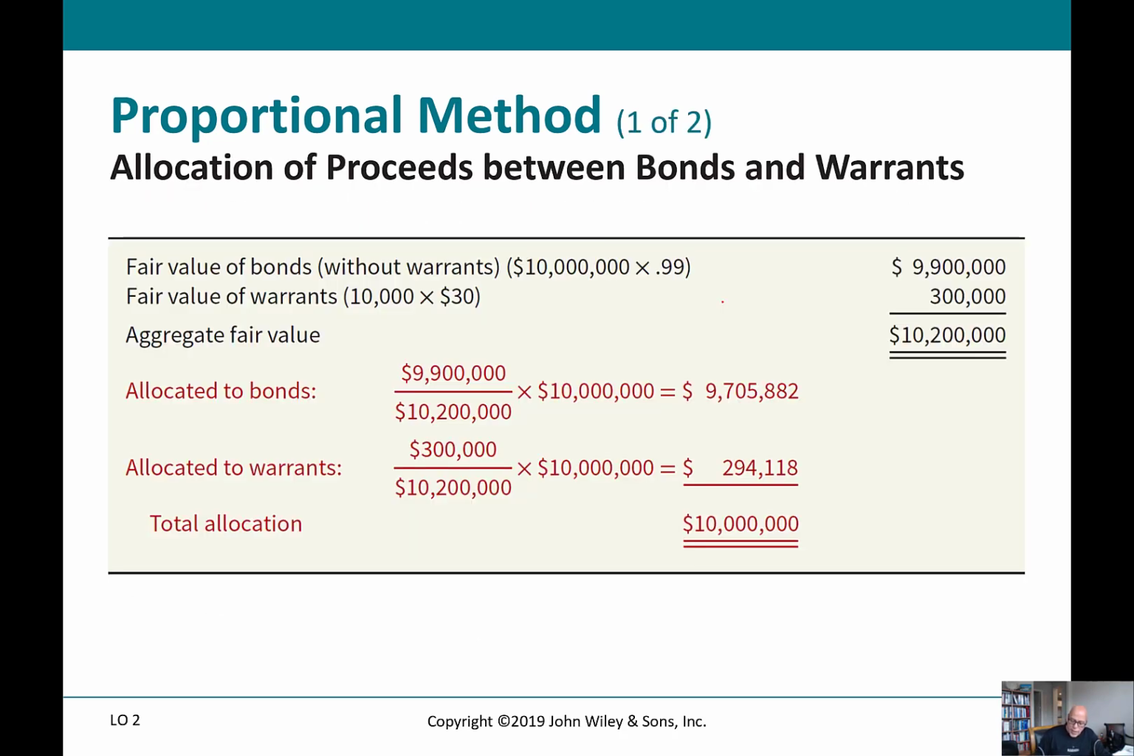So we have $10 million of cash that's coming in. And again, our job is going to figure out how much of that cash will go to warrants, how much will go to the bonds. Now they tell us that the bonds had a face of 10 million, but the market value associated with those bonds was 99. So of the 10 million, only 9,900,000 is attributable to the bonds.